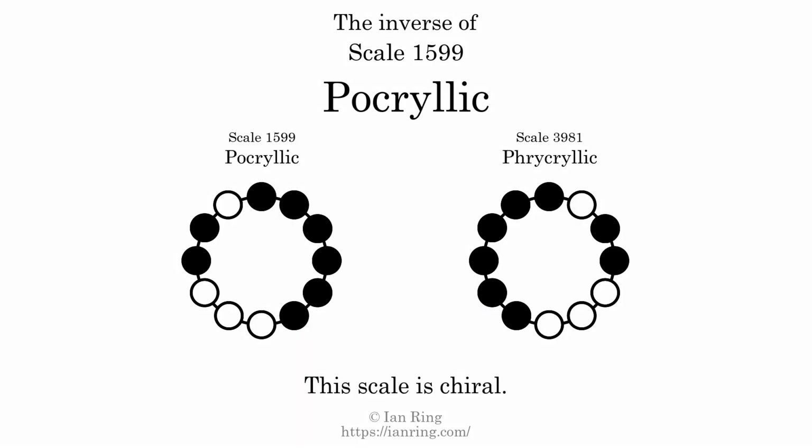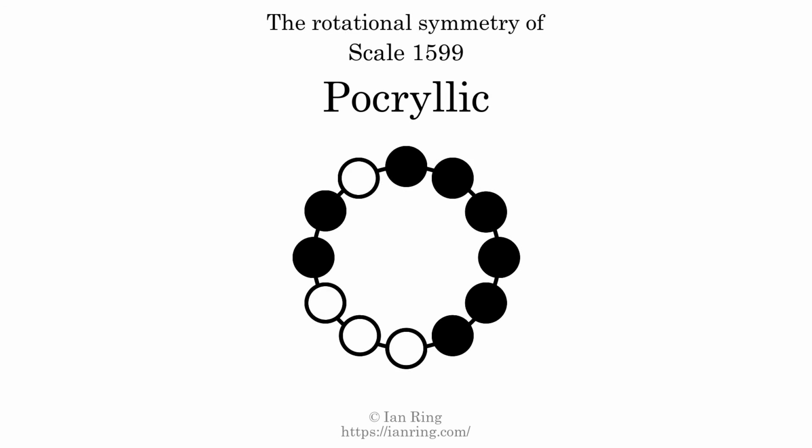The inverse of a scale is a mirror image. It is what you get when the sequence of intervals is reversed. The inverse of this scale is scale 3981, also known as Pocryllic. This scale is chiral. It cannot transform into its inverse by rotational transformation. This scale has no rotational symmetry.